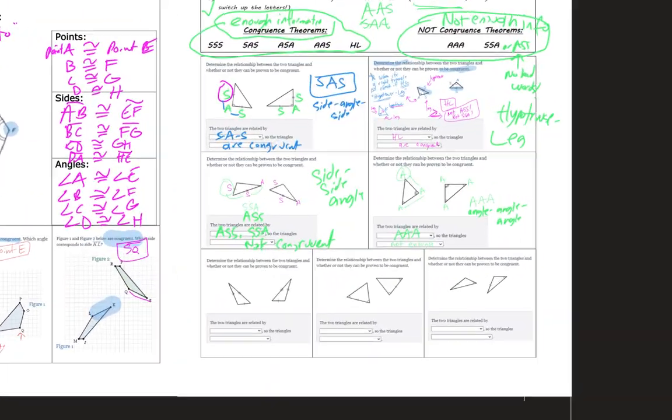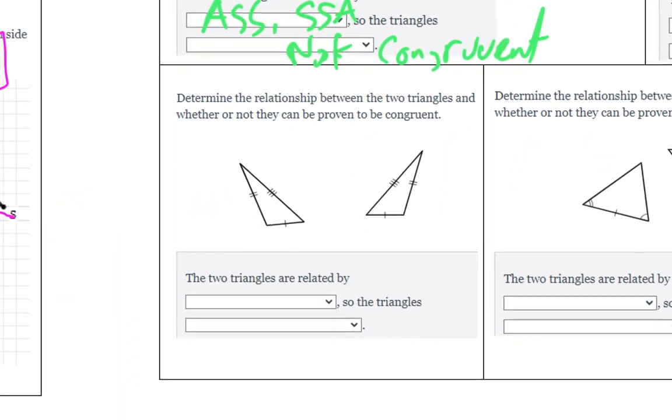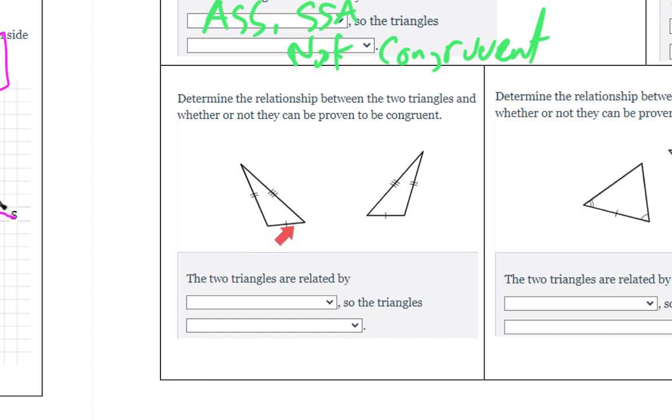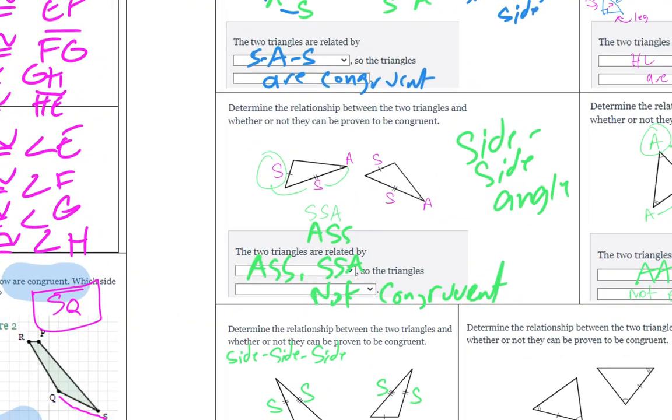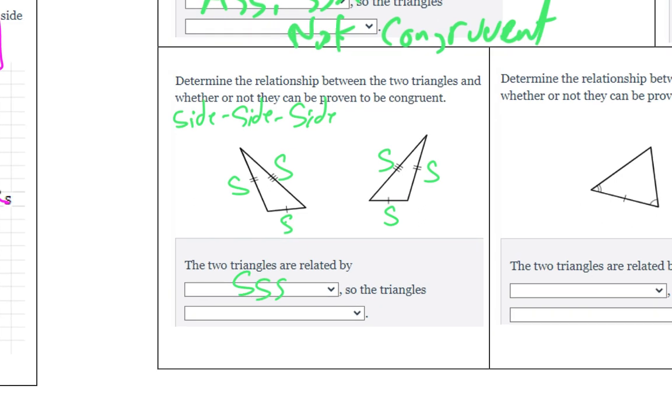Okay, all right, let's keep it moving. We got 3 left. All right, determine the relationship between these two. Okay, well, what do we notice on these? We have a side with 2 and a side with 3, right? So we're going to say that's side side side, SSS. Let's look at our chart. Is SSS good? SSS is enough. Yes, that is enough. So we're going to say yes, they are congruent.